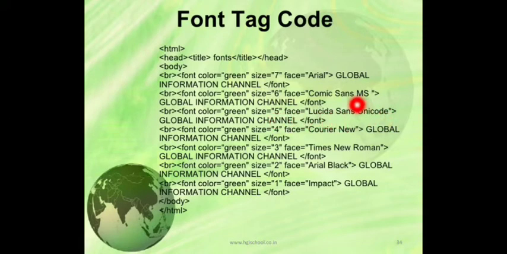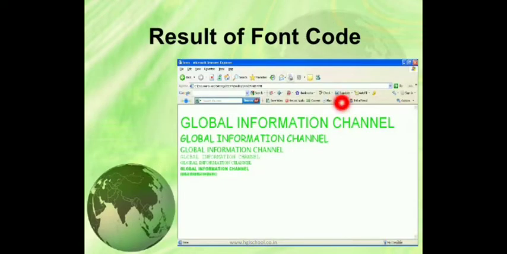So every time you have seen that the text will be in green color, but the size will go from 7 to 1, and the face is different: Arial, Comic Sans MS, Lucida Sans Unicode, Courier New, Times New Roman, Arial Black, Impact, etc. Now let's see the output. It looks like this. You can see all the text have different styles and the size is different because we have given a different size to every text. I hope you got it, and also try this example at home in your PC or on your mobile.